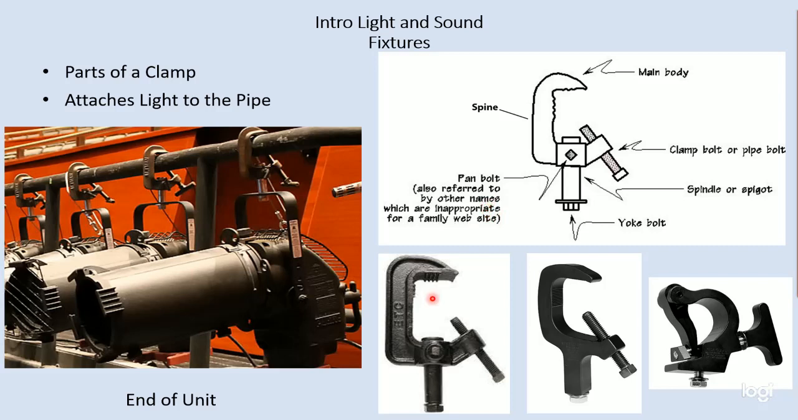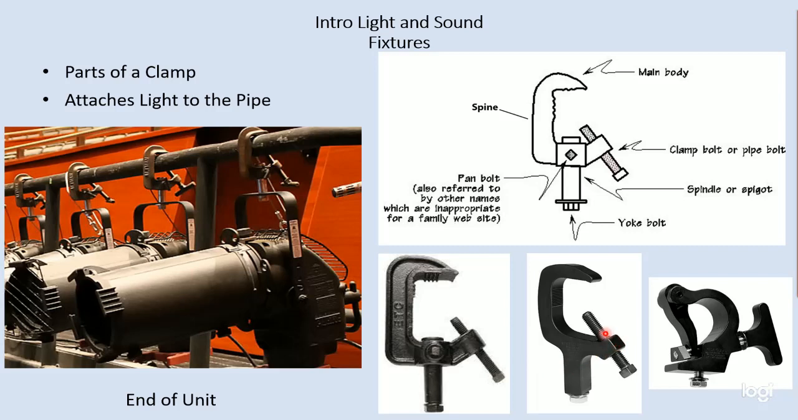The last part of a traditional C-clamp is the pan bolt. The pan bolt is often a little four-sided bolt on the side, and it is used to tighten the spigot. So you could pan against the spigot, or pan the fixture with the spigot rotating through the clamp, and then lock it into focus by tightening the pan bolt. There are other kinds of lighting clamps.